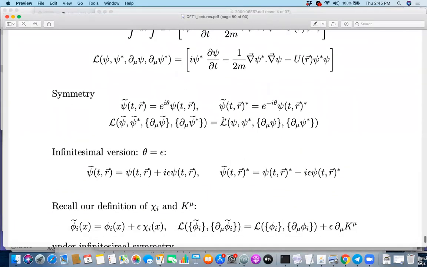But before talking about K mu, let's look at the infinitesimal version. The infinitesimal version is when theta is epsilon, right? Because theta equal to 0 is the identity transformation. Nothing happens when theta equals 0. So the infinitesimal version will be theta equal to epsilon. And for theta equal to epsilon, you can just expand this e to the i epsilon.